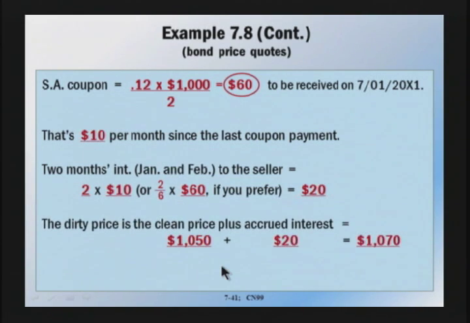So the total amount you would pay would be the 105% of the par value, or $1,050, plus the $20 accrued interest for January and February. You would pay the seller a total of $1,070 to buy the bond, as well as pay them for the accrued interest. So that is the dirty price, and the clean price was 105% of par, or $1,050.